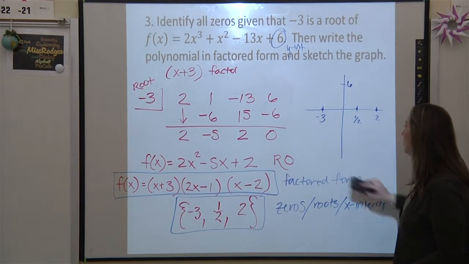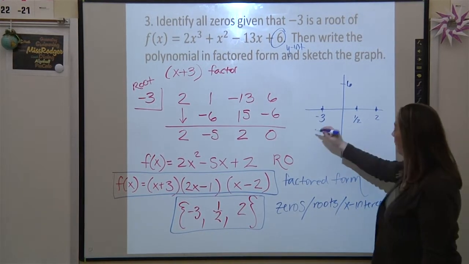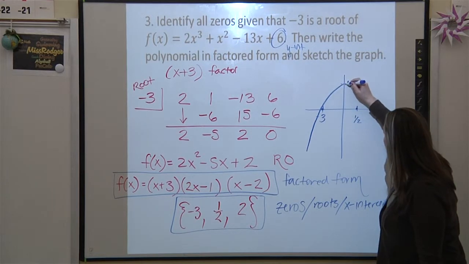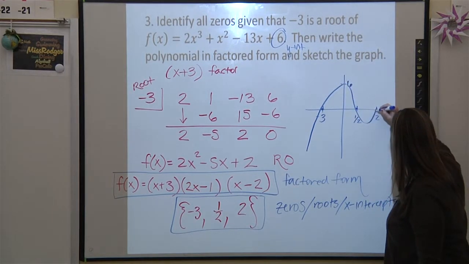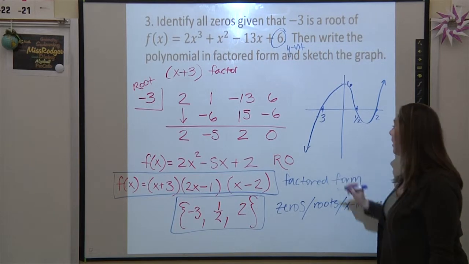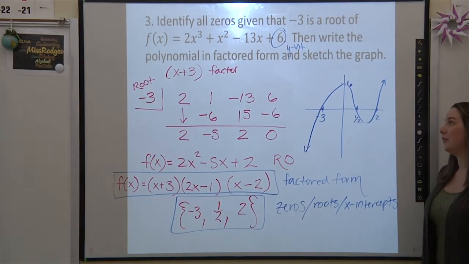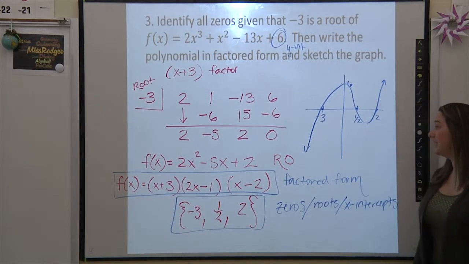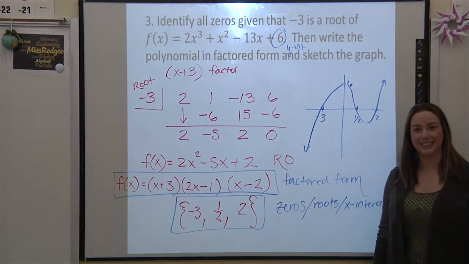So let's work on this. If we start from our far left side, we're going to come up, we're going to cross at -3, cross at 6, cross at 1/2, and cross at 2. Our end behavior is accounted for by our leading coefficient of 2x cubed. And this is how we work out this problem.